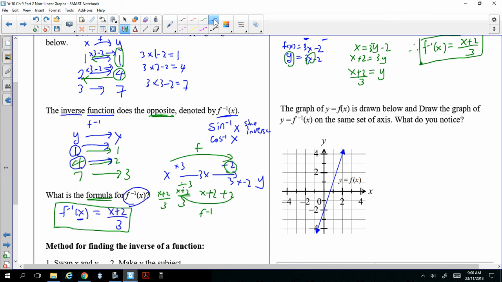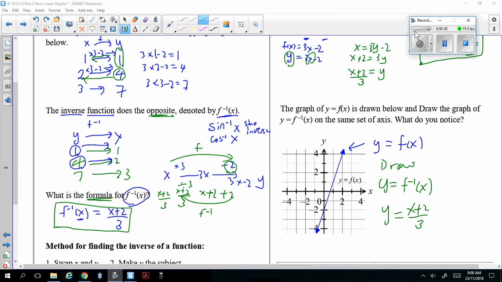So this is y equal to the function f, the original function. We're now going to draw y equal to f inverse, the inverse function that does the opposite. And the inverse function we just calculated to be x plus 2 over 3, which is a line. And the question is, how do I draw this line? To draw this line, we have to find the x and y intercept.